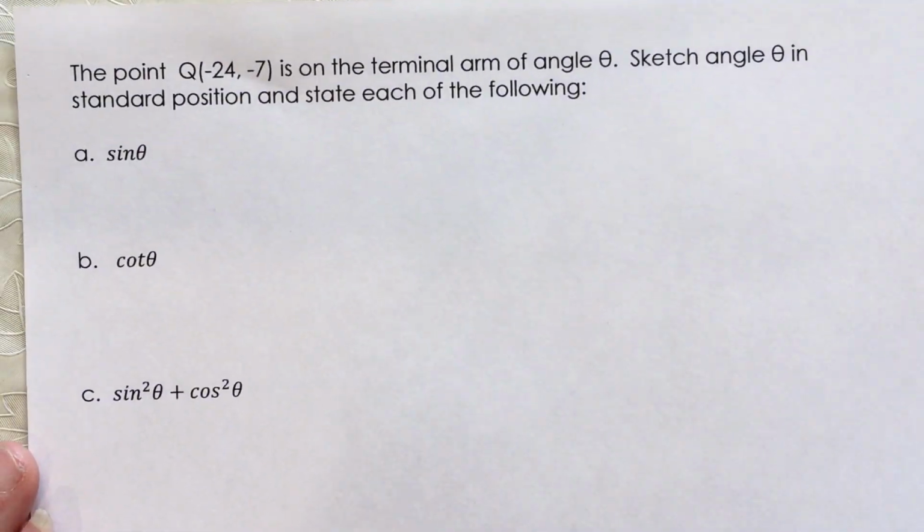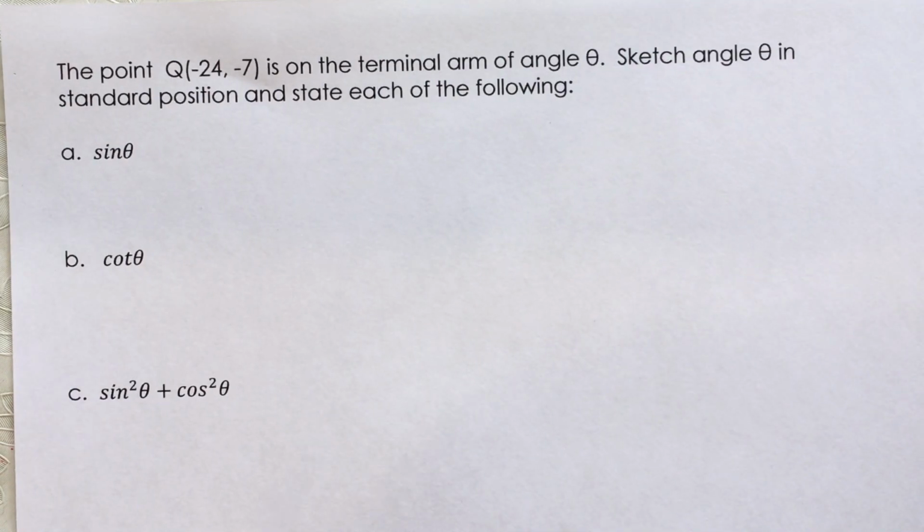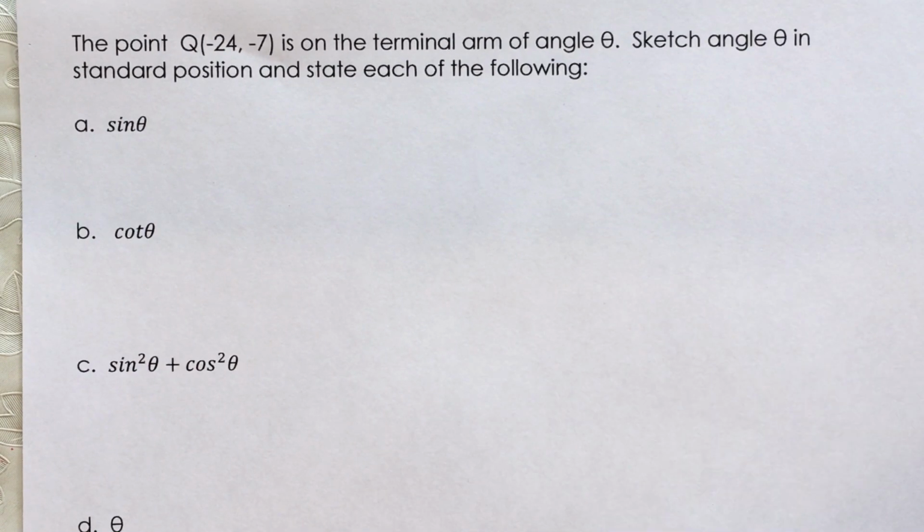Okay, so the point Q, negative 24, negative 7 is on the terminal arm of angle theta. Sketch angle theta in standard position and state each of the following. All right, so the first thing we're going to do is make a sketch.